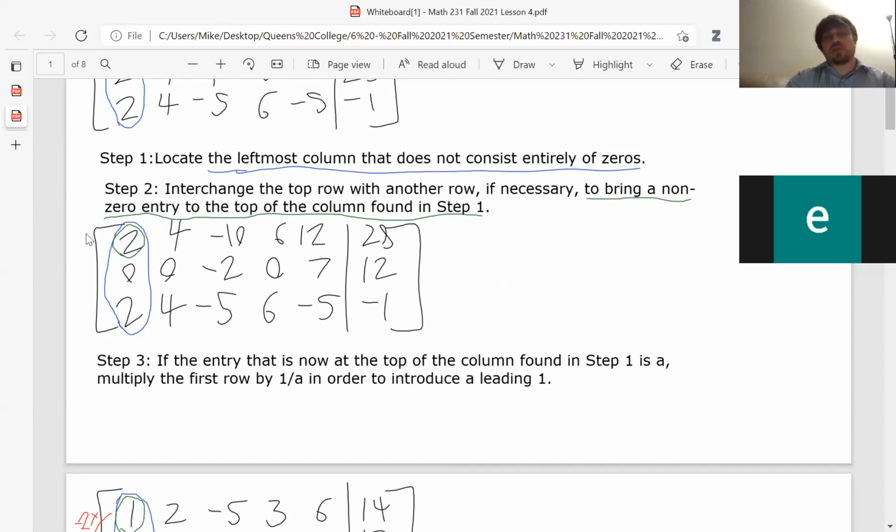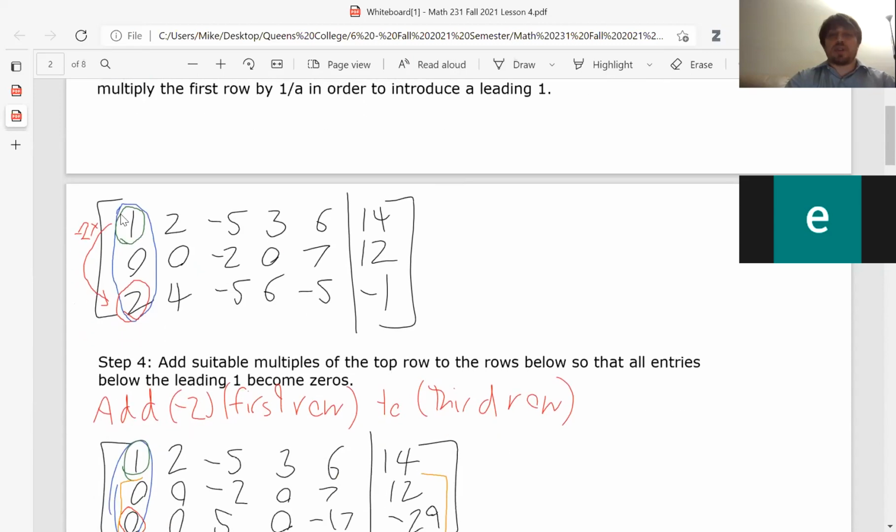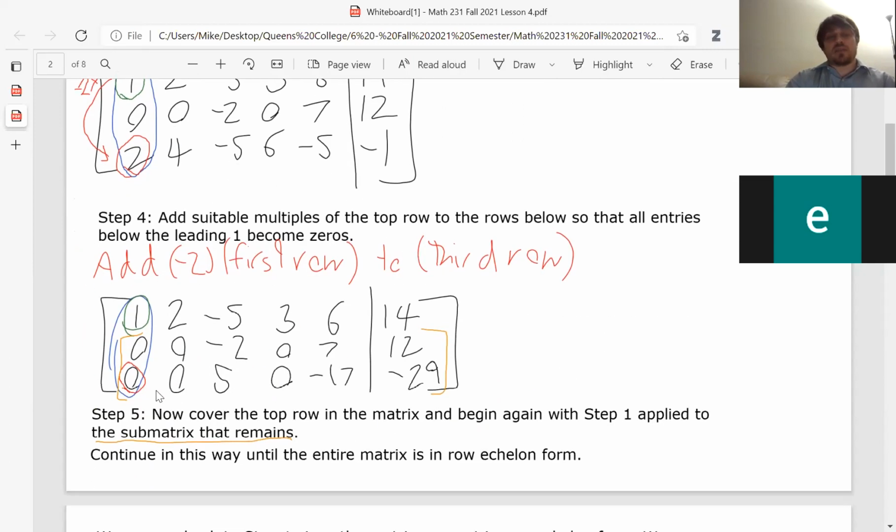So here you multiply this row by 1/2. Now there's a 1 here. Okay, step 4: add suitable multiples of the top row to the rows below so that all entries below the leading 1 become 0. So in this case, you would add -2 times the first row to the third, so that you would end up with a 0 here. So at the end of step 4, you've located the leftmost non-zero column. You've made the top entry a 1 and everything else below it is 0. So those were the first 4 steps.